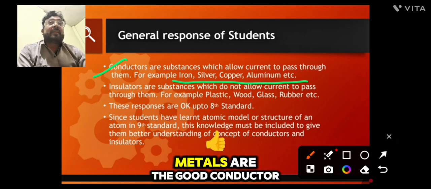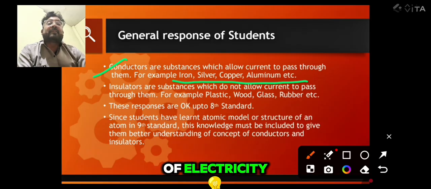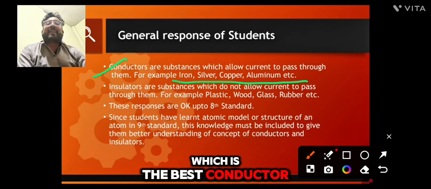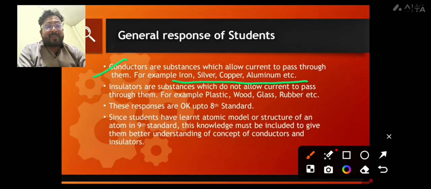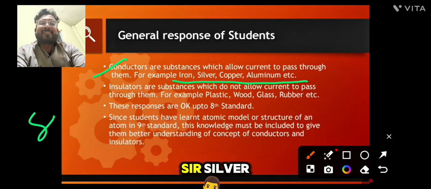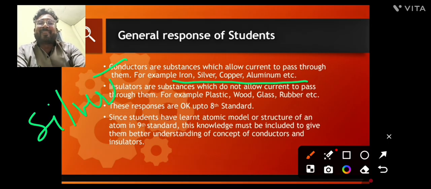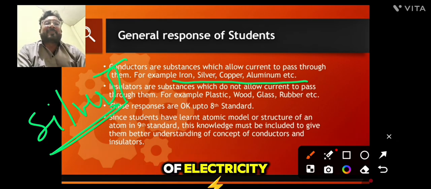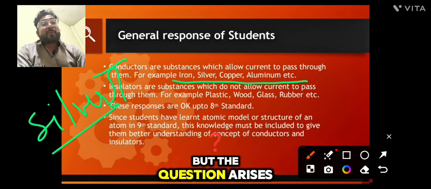Okay, so we can write all the metals. Metals are good conductors of electricity. Now the question arises, which is the best conductor of electricity? One of the students gave the answer, sir, silver. Silver is the best conductor of electricity.